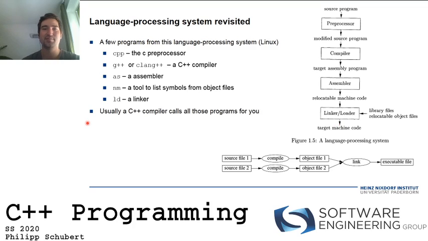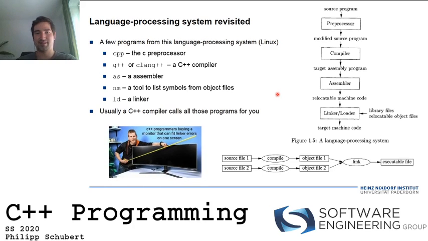Usually you do not bother with all the individual programs. Usually you just call a C++ compiler, and the C++ compiler will call all those individual programs for you at all the right places. But sometimes it's quite neat if you need to debug some really nasty stuff. Especially linker errors can be quite tricky.